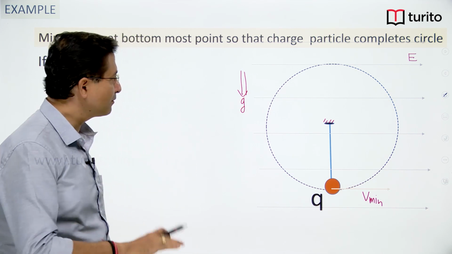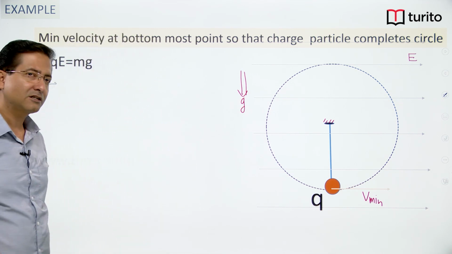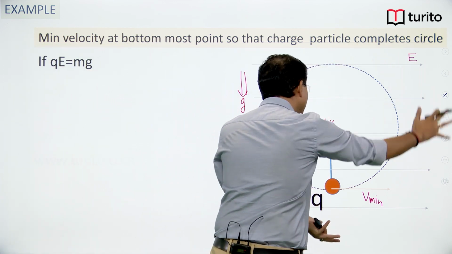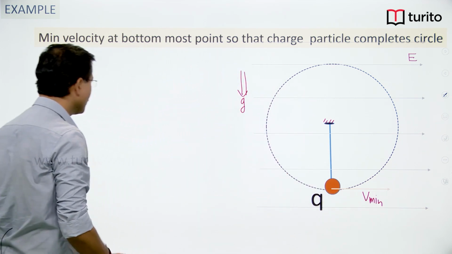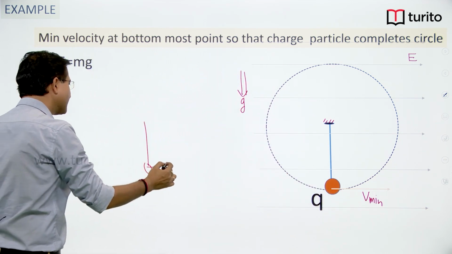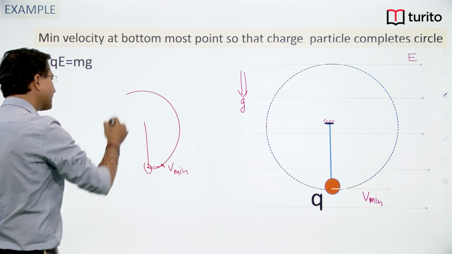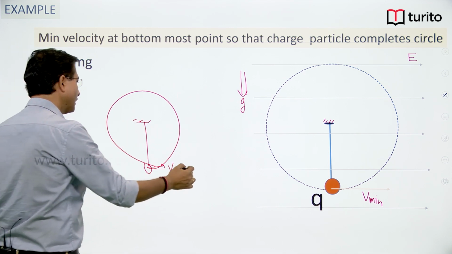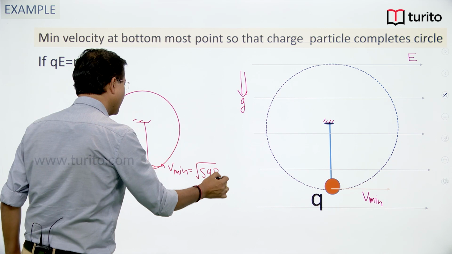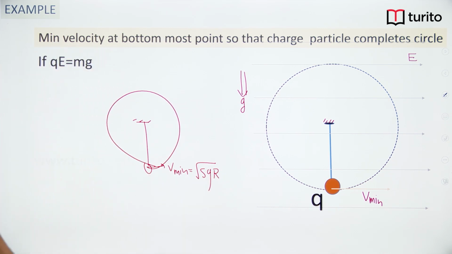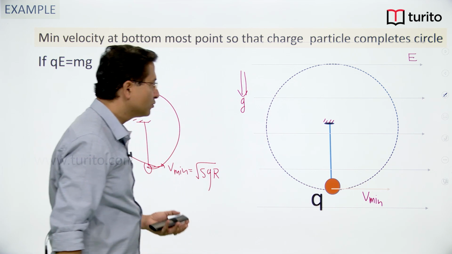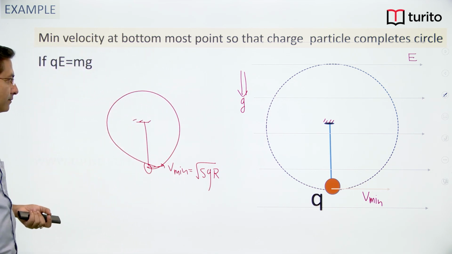We have solved similar problem in circular motion chapter where we did not have any external field, any other field, only gravity. So, if you remember, what is the minimum velocity at the bottommost point for it to complete the circle? Value is under root 5 g r, right. But here situation is different. Here we have got additional field. So, due to additional field, what would be the effect?